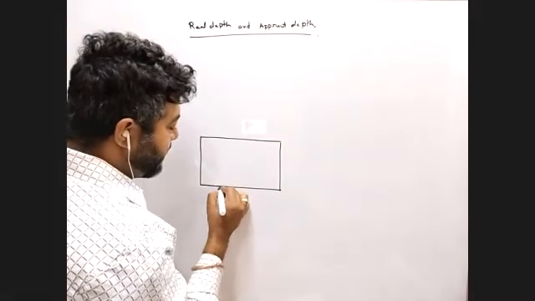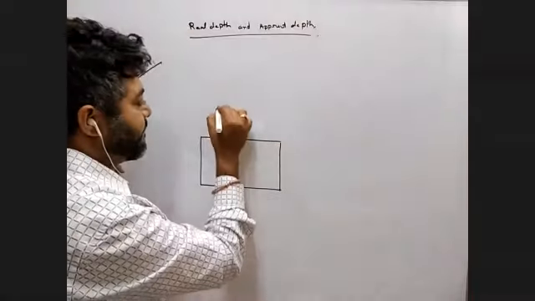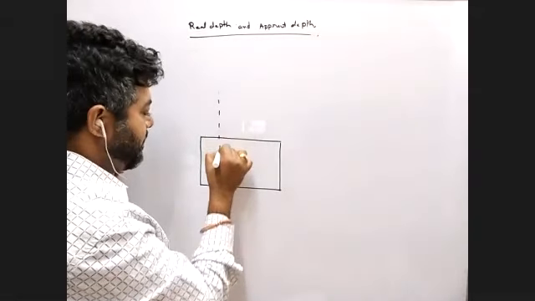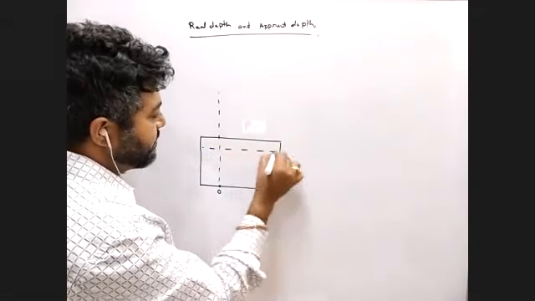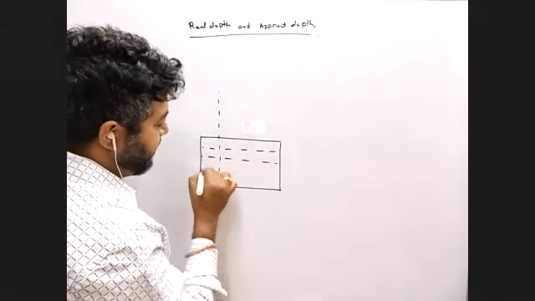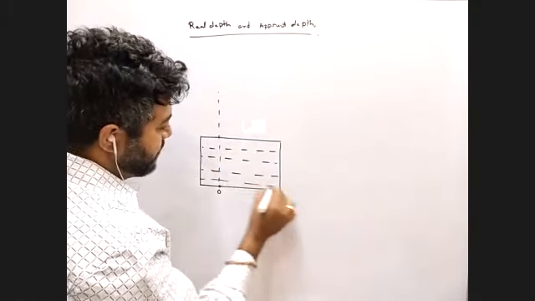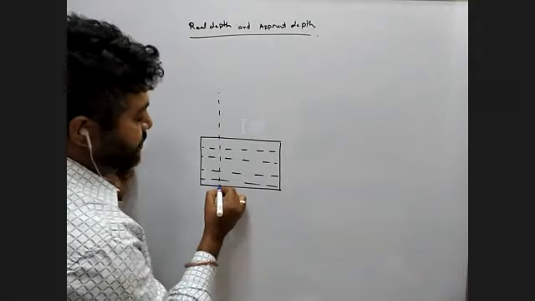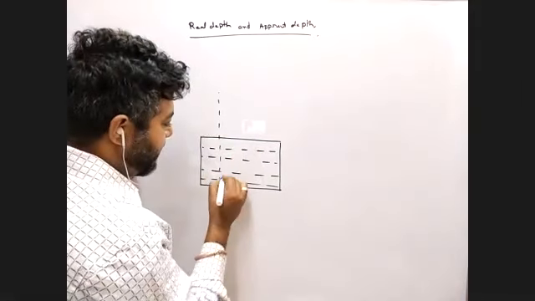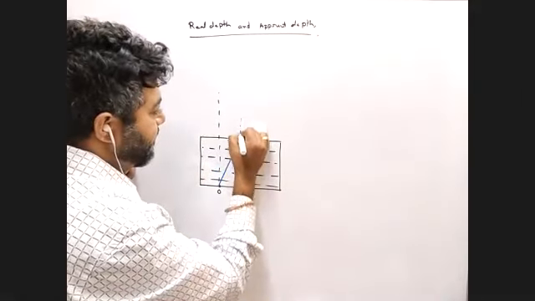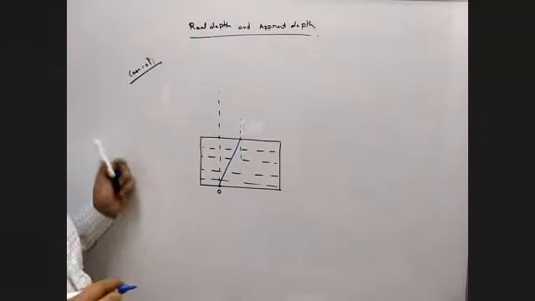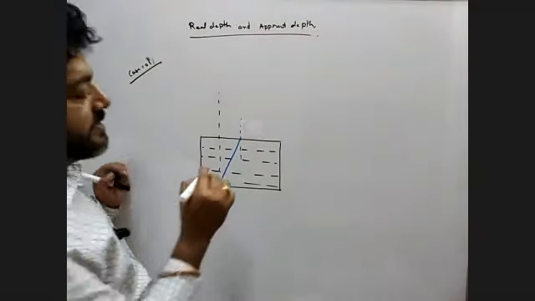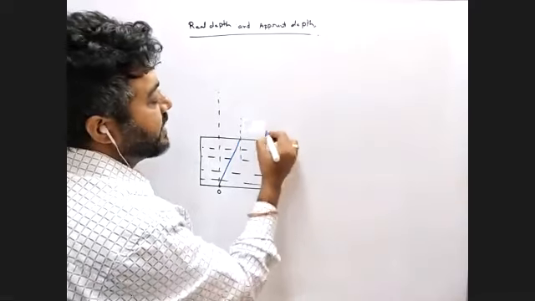Suppose this is the observer and this is the denser medium. Okay, so observer is at the denser medium. So what happened, from the observer, ray is coming like this. Now the ray travels from denser medium to rarer medium.